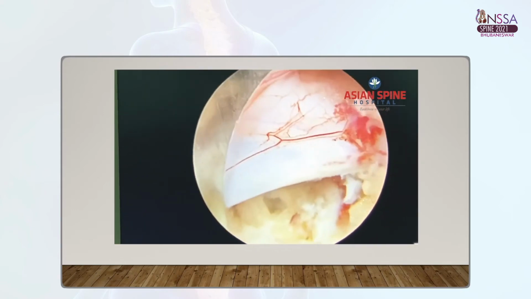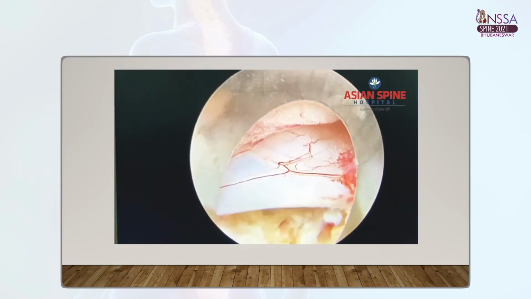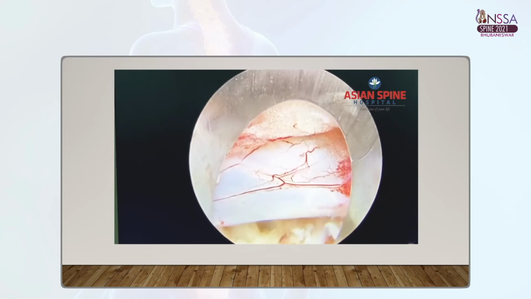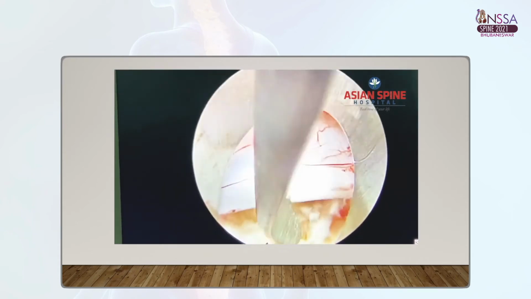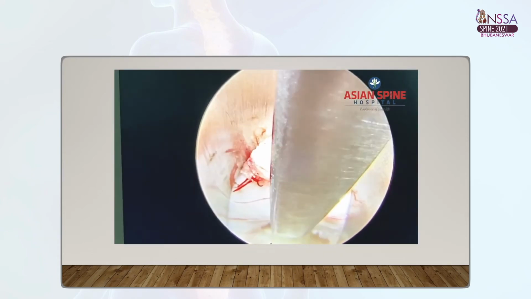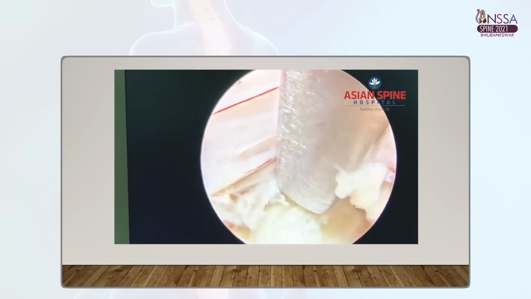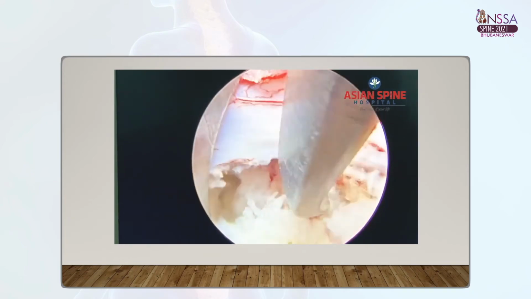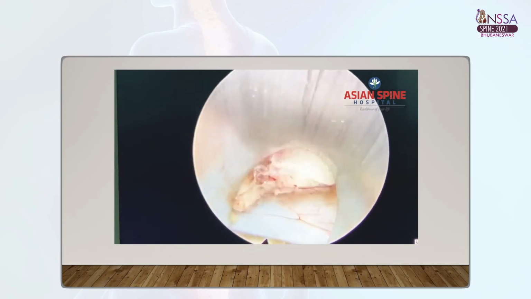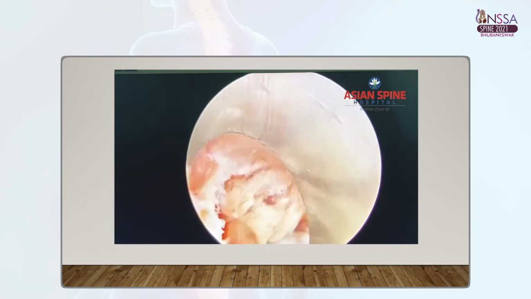You can see the root area, the vessels over the root, so nicely visible, and the fat droplets are very fine. Globules of the fat are seen very nicely, and you can see the fragment has been removed, completely decompressed root, and the cannula is removed.